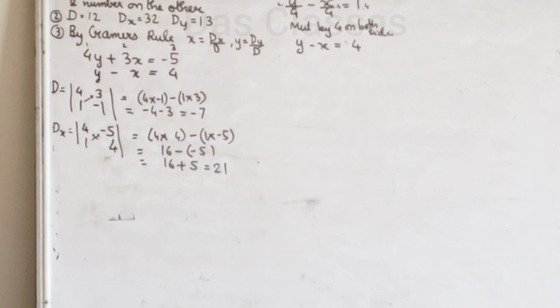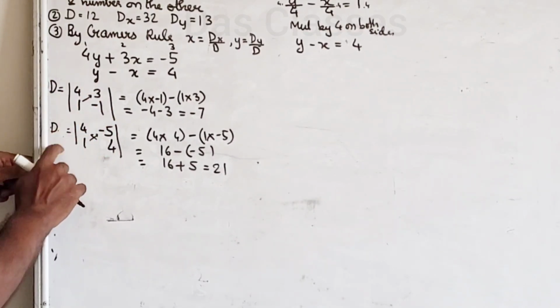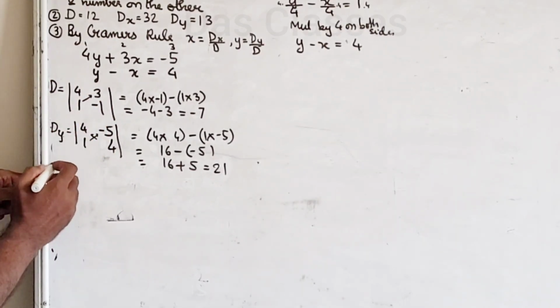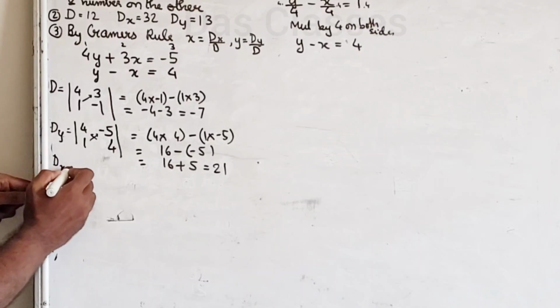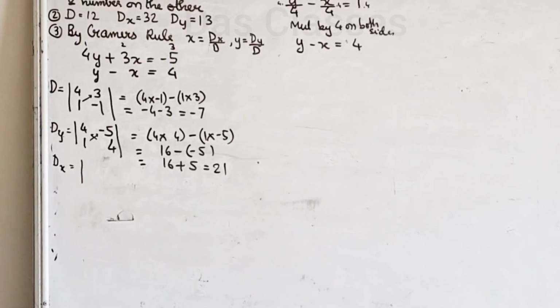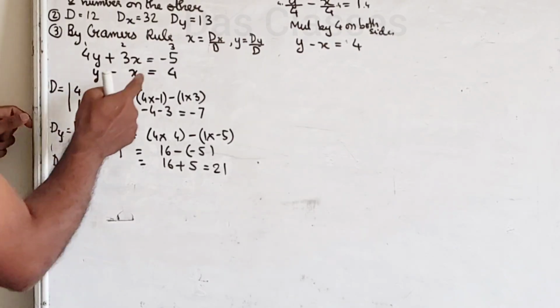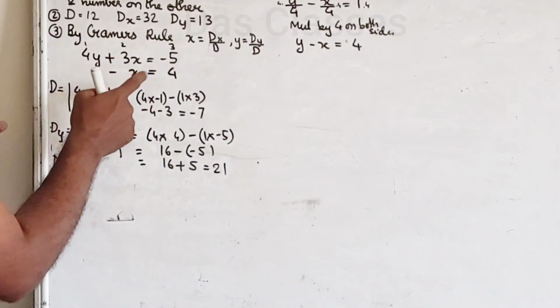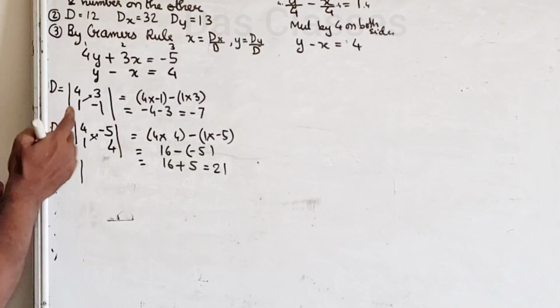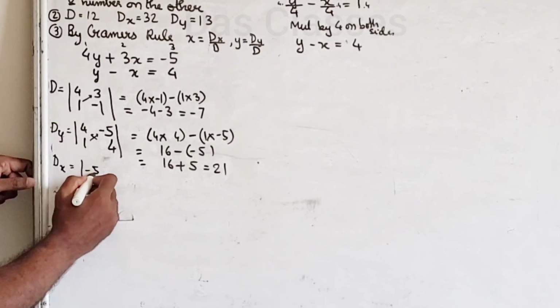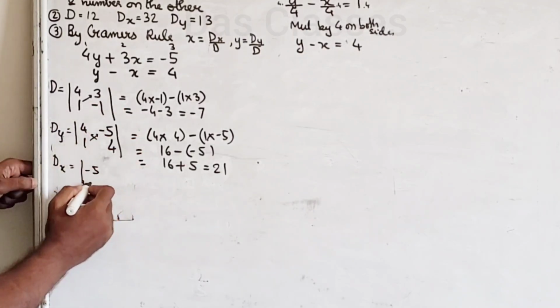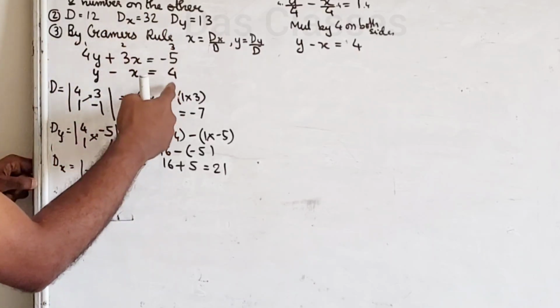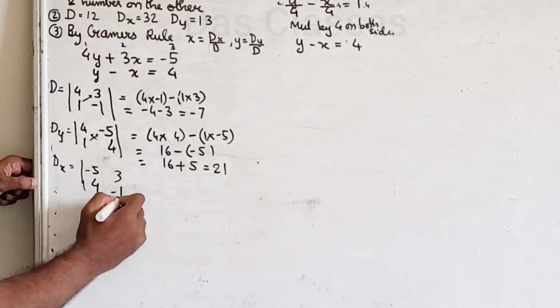Then this is a 13. We took the first and third, that was for dy, isn't it? And for the dx, we took the first and the third column for dy. Now for dx, it's 3 and 2. 3 and 2 means it's going to be minus 5, 4. There's a third column, and 2 is 3 comma minus 1.